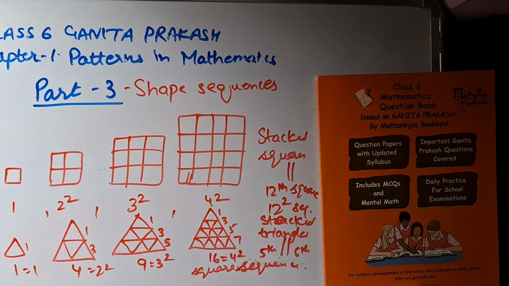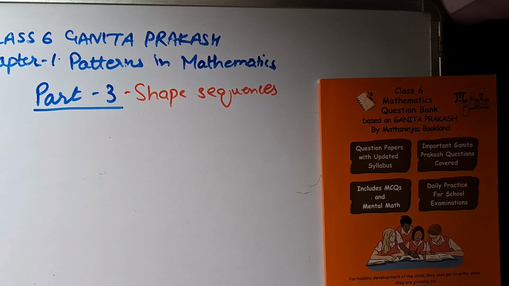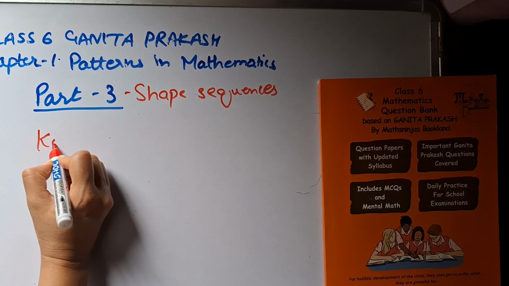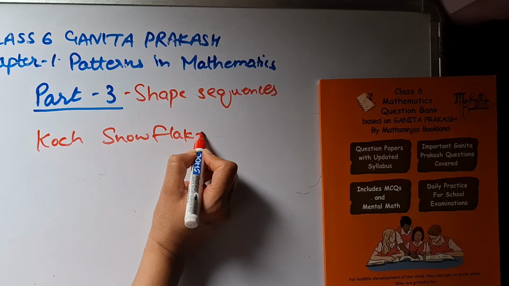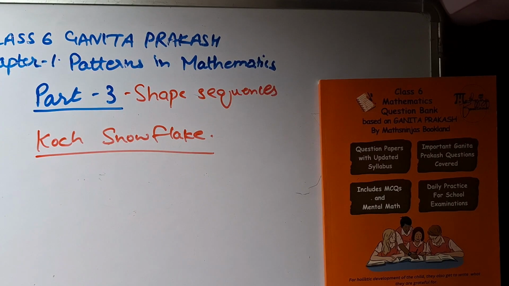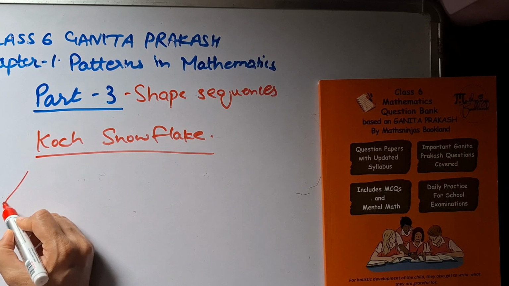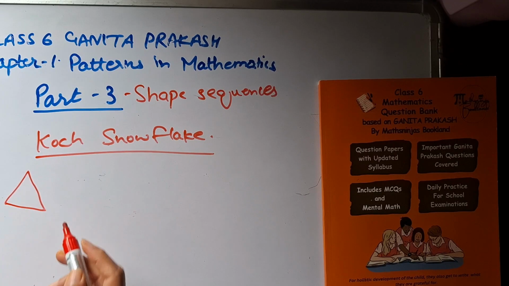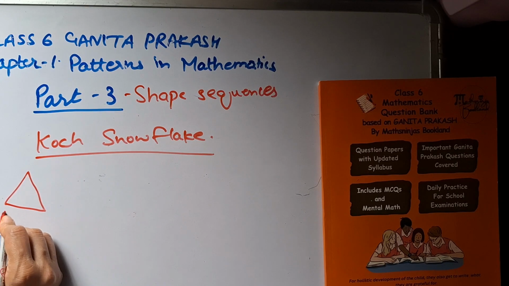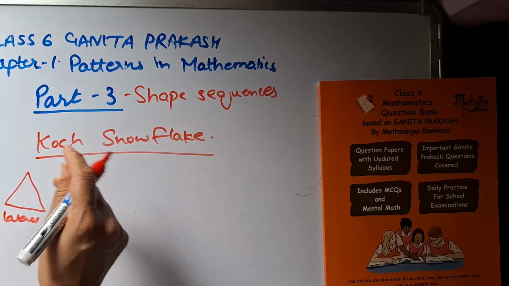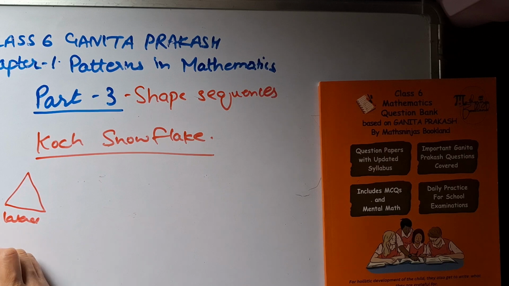So let's take the next one. The next sequence is the Koch snowflake. How do you explain it? How do you make it? It should be a separate topic. So see, we have a triangle. It is actually an equilateral triangle. You have to always remember this Koch snowflake sequence is made up of only equilateral triangles.